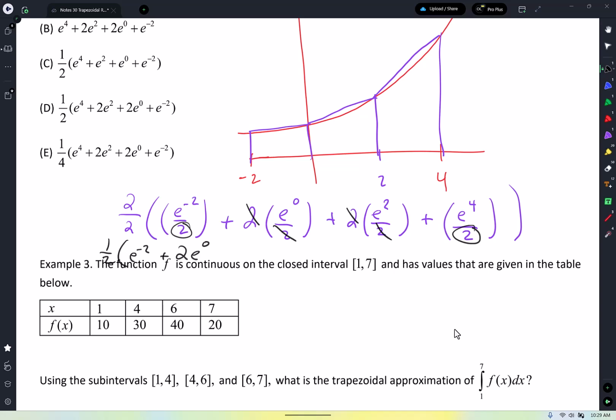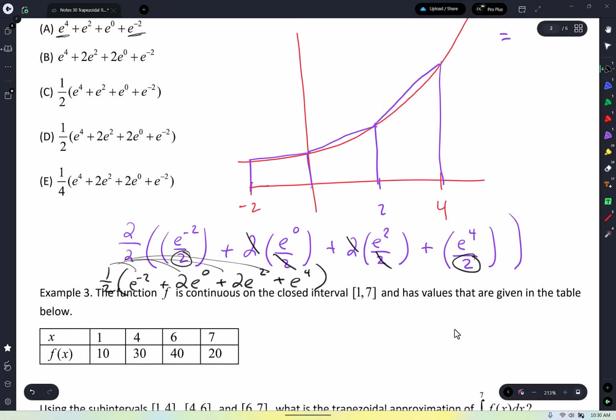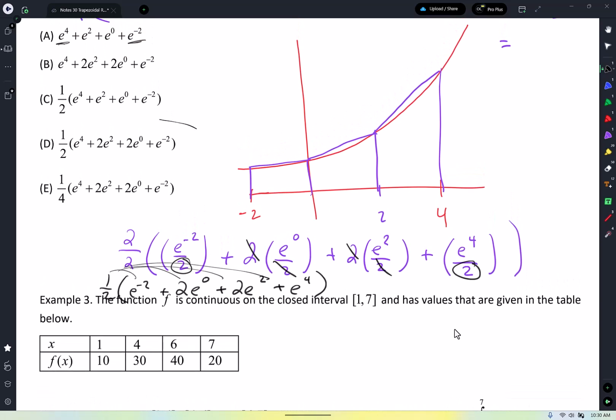I know, guys. It's just algebra. Plus 2e squared plus e to the 4th. Why are those 2s in the front? Because I factored out a half. If I were to distribute this, you'll get the purple line in the top. So there it is. Now, let's see. Is that one in there? Yeah. Cool or not cool?